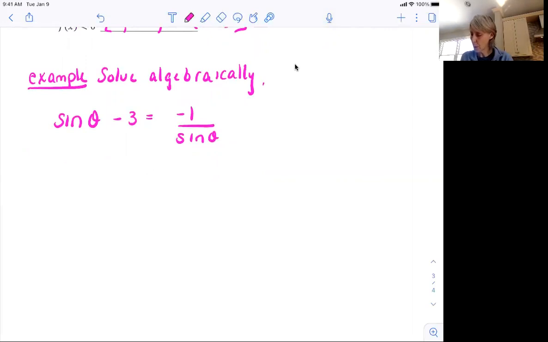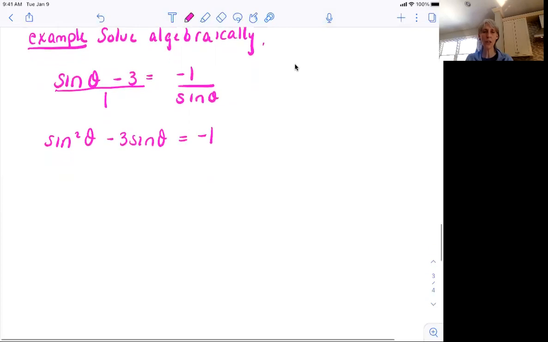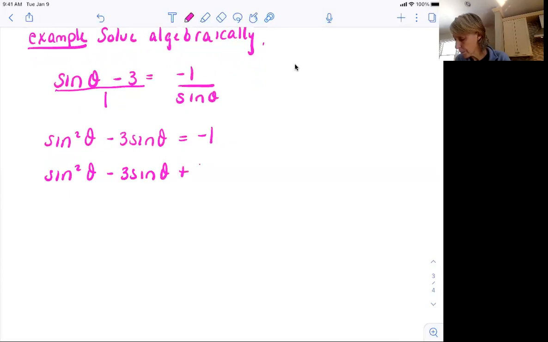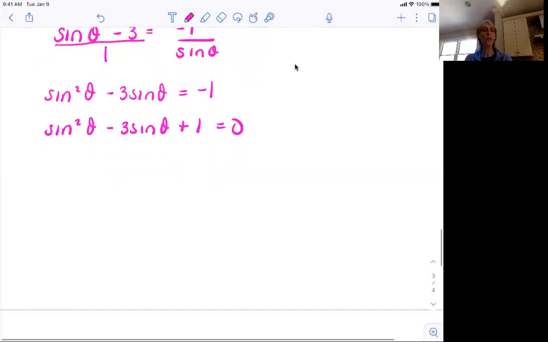So basically, I'm going to make that left side into a fraction, and then I'm going to cross multiply. So I'm going to get sine squared theta minus 3 sine theta equals -1. And I hope you see how solving a trig equation is so similar to regular equations. Get everything to one side since we're dealing with a quadratic. And now we're going to try to factor this. But what you're going to see is you don't have two numbers that multiply to 1 and combine to give you -3. So we can't factor this.